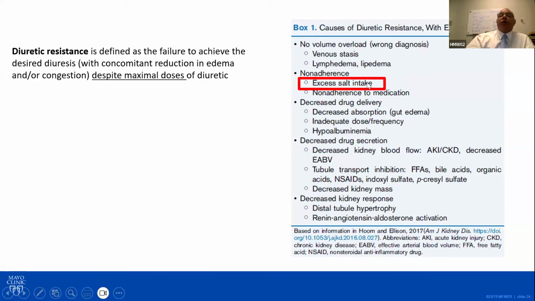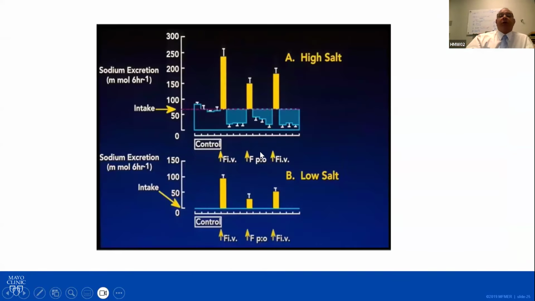The other thing we want to address is the salt intake. Why is this important? Because this is a sentinel study done many years ago, looking at people on a high-salt diet and a low-salt diet and the diuretic response.